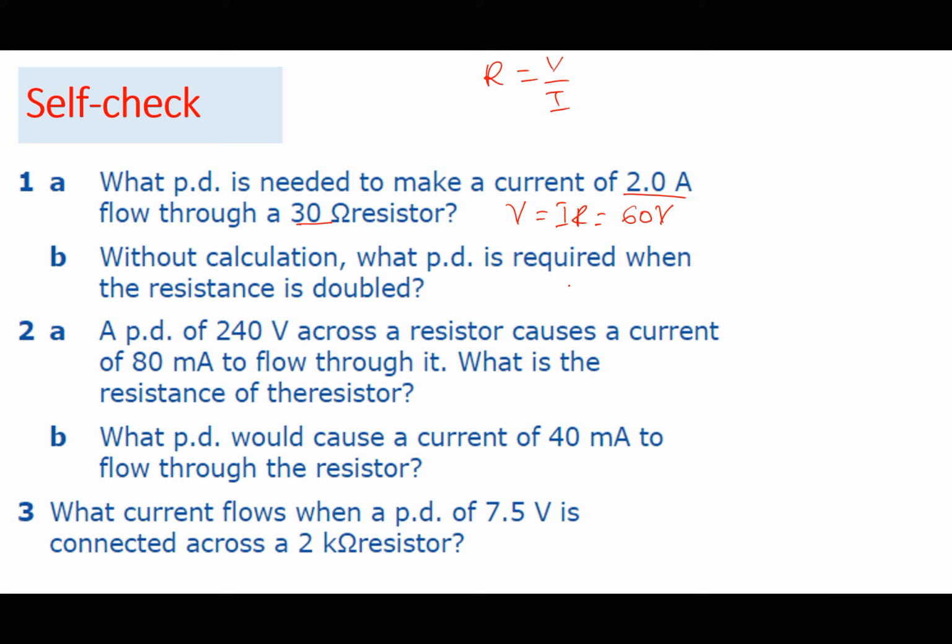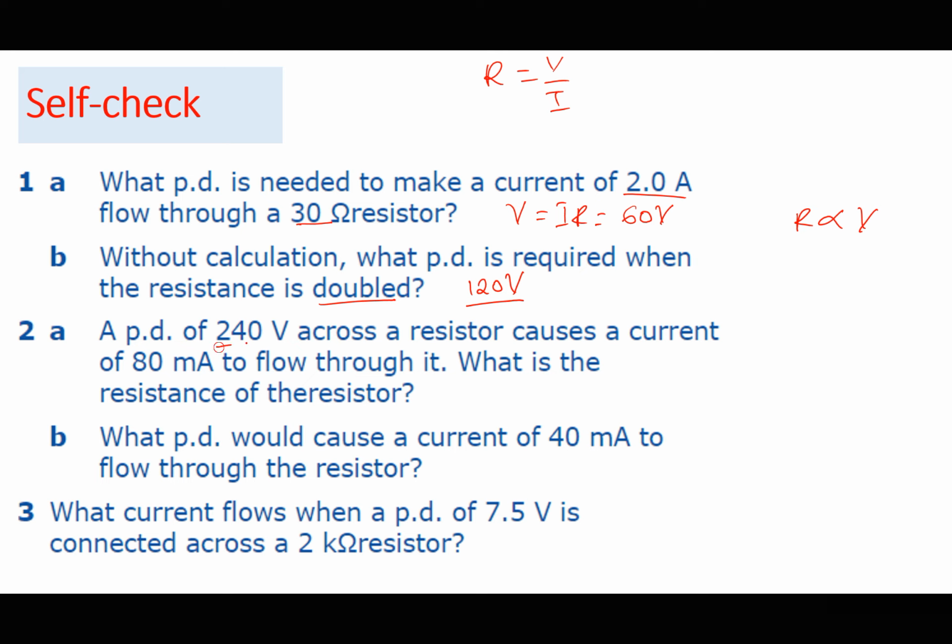Without calculation, what PD is required when the resistance is doubled? So resistance is directly proportional to V. From the formula, resistance is directly proportional to V. So if the resistance is doubled, the PD is going to be doubled. So the PD is going to be 120 volts without calculation. The PD is also doubled because the resistance is directly proportional to the PD.